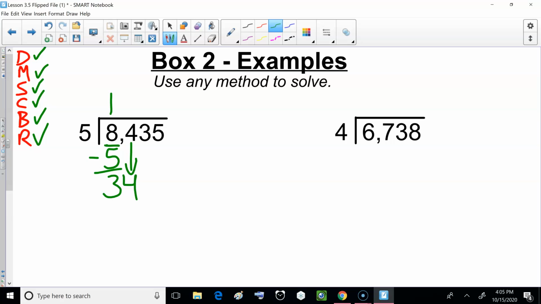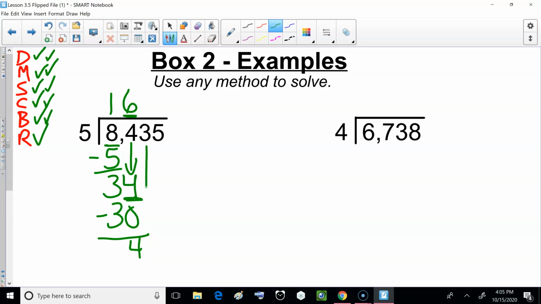How many times now, so I'm in this place value now, the hundreds. How many times can 5 go into 34? Well, 5 times 5 is 25. 5 times 6 is 30. 5 times 7 is 35. That's too many. So I know it's got to be 6. I'm going to divide first. Going to multiply. 6 times 5 is 30. I'm going to subtract. 34 minus 30 is 4. I'm going to check. Yep, 4 is less than 5.